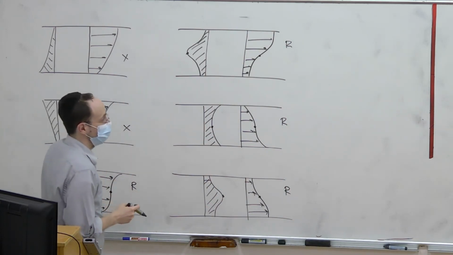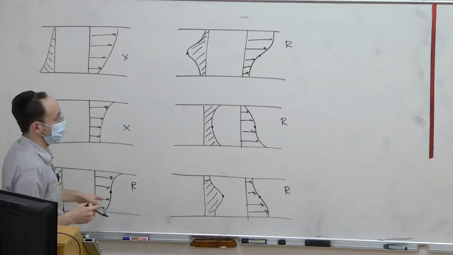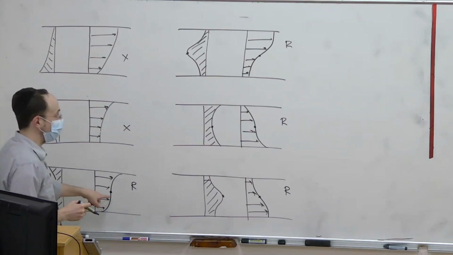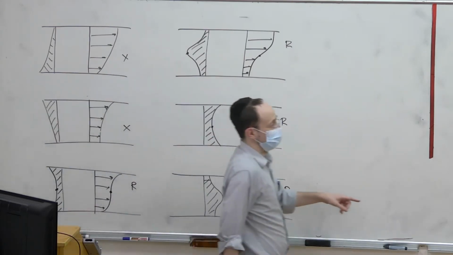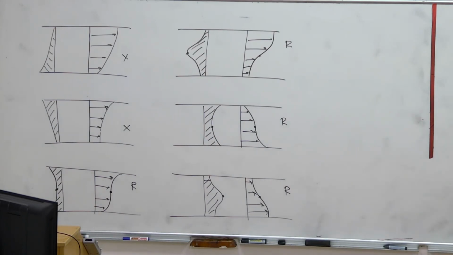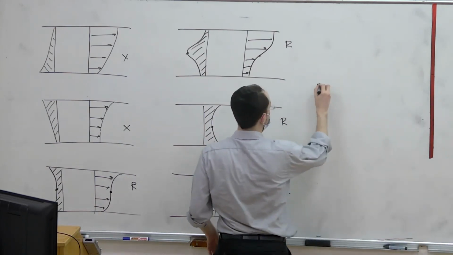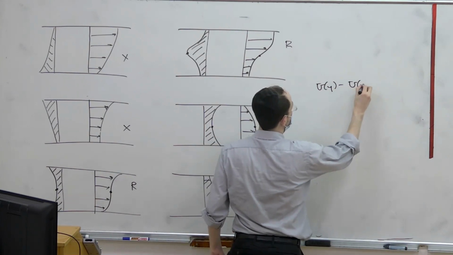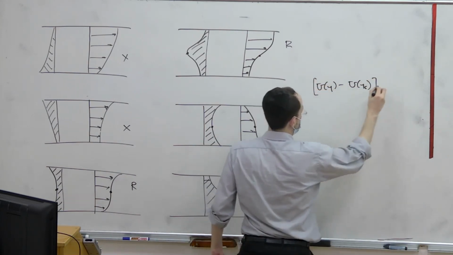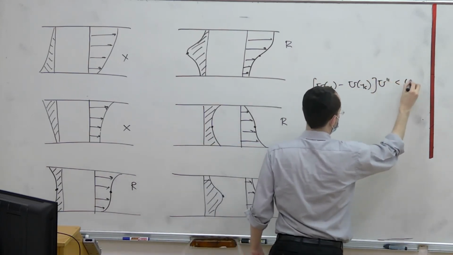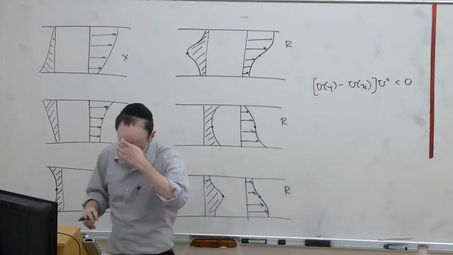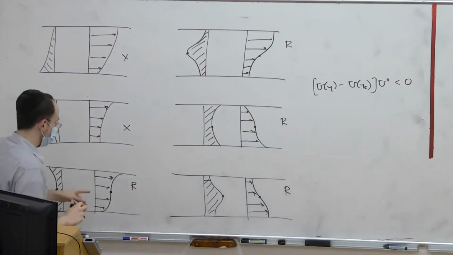Now we just have the Fjortoft criteria. So in the Fjortoft criteria, we need to check whether this quantity, (U minus U_s) times U double prime, which I'll write over here on this board, is negative or not. So we just need to label these things.